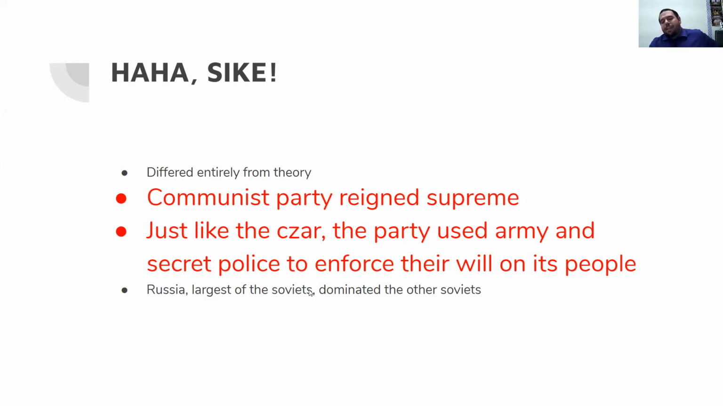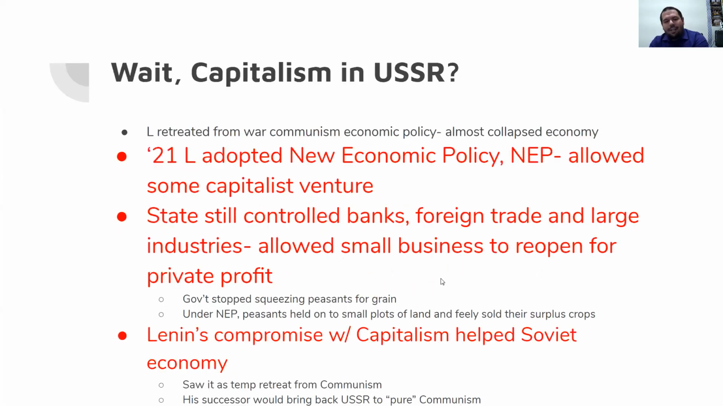Anywho, Russia, being the largest of the Soviets, dominated all the other Soviets because, you know, it's big. Wait, capitalism in the Soviet Union? So Lenin retreated from war communism, because that almost collapsed the economy. In 1921, Lenin adopted the New Economic Policy, test question, which allowed for some capitalist ventures. The state still controlled banks, foreign trade, and large industries.